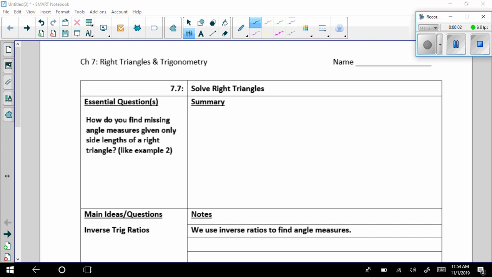Okay, and we are moving on to still right triangles, but looking at what if we aren't given an angle measure, and how could we then go about finding angle measures instead of finding sides? So how do you find missing angle measures giving only side lengths of a right triangle? Again, focusing on solely right triangles, although we will talk about a couple rules today that work for all triangles, in case you run across something, especially on an ACT, where you're solving something that's not a perfect right triangle.